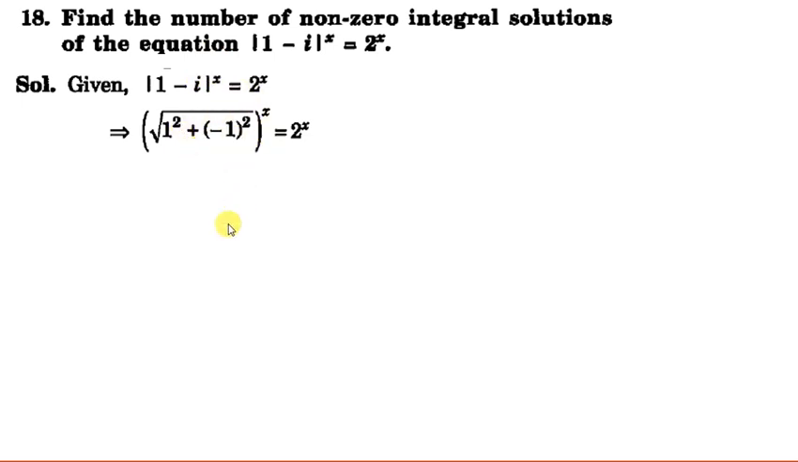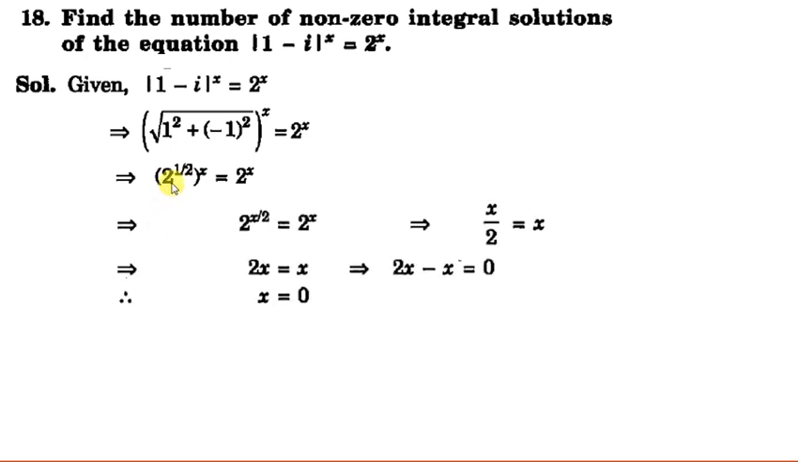Now it becomes root 2 raised to the power x equal to 2 to the power x, and root 2 can be written as 2 to the power half raised to the power x equal to 2 to the power x. Now we can write it as 2 to the power x by 2. ये दोनों पावर्स मल्टीप्लाई हो गईं, equal to 2 to the power x.